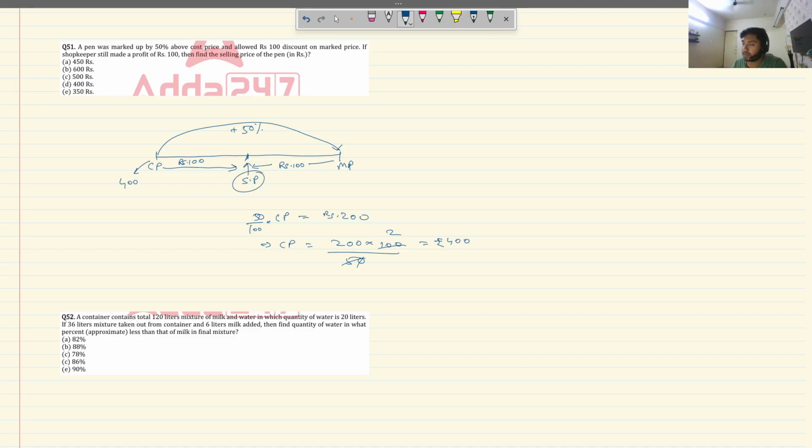100 रुपीज़ ज़्यादा, सो 400 प्लस 100 दैट इज़ 500 rupees. That is my cost price, that is my selling price. This is my answer. See how easily this question can be done.